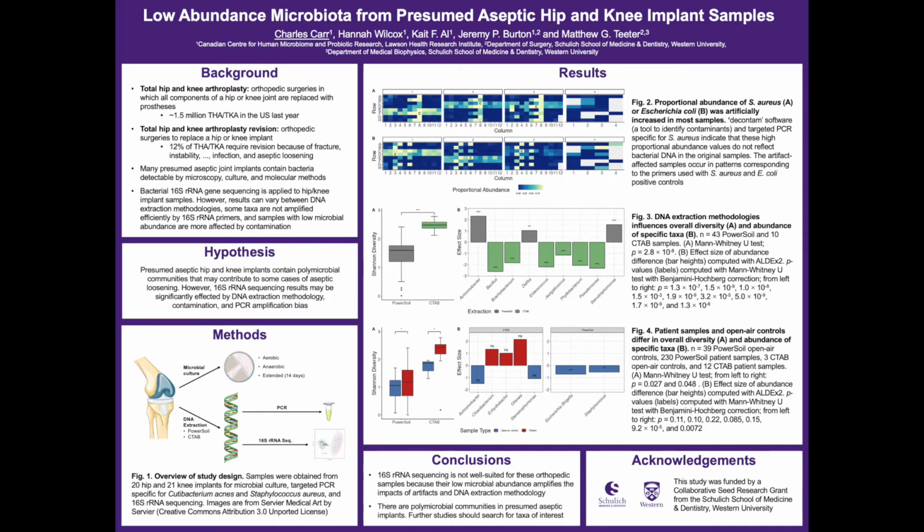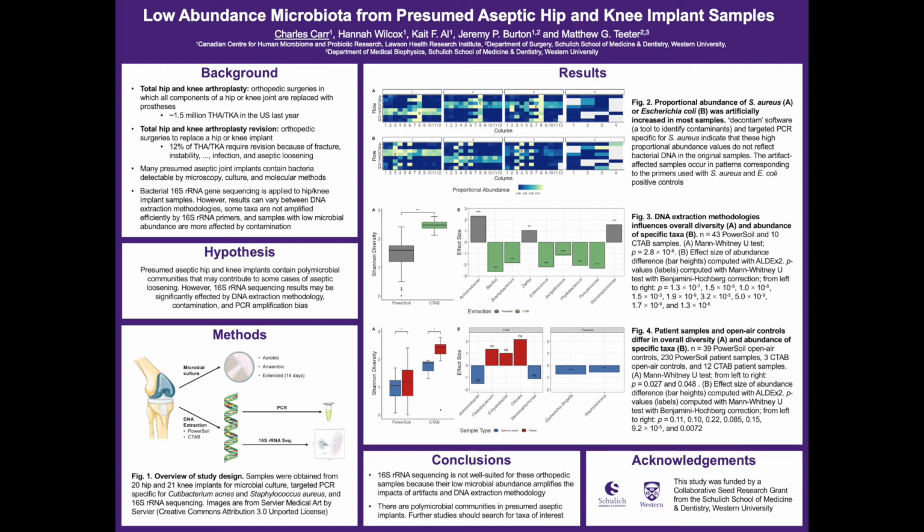Using this subset of samples, we determined that DNA extraction methodology had a significant influence on the overall observed diversity after sequencing. Specifically, the CTAB extracted samples showed a higher Shannon diversity than the PowerSoil extracted samples. We also identified several taxa that were significantly differentially abundant between these two groups. The PowerSoil sample showed higher abundance of several known laboratory and sequencing contaminants, whereas the CTAB extracted sample showed higher abundance of several taxa that might plausibly be part of the microbiota of presumed aseptic hip and knee implants, including Pseudomonas.